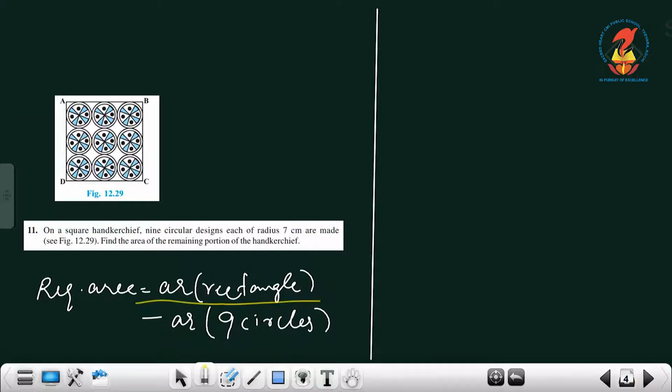So, what about the length and breadth of the square? So, here 7, this much 7, again 7, again 7. So, how many 7s? 21. What about the breadth? Same way, 7, 7, 7. So, it is a square. Radius is given as 7. Diameter is 14. This is also 14. This is also 14.